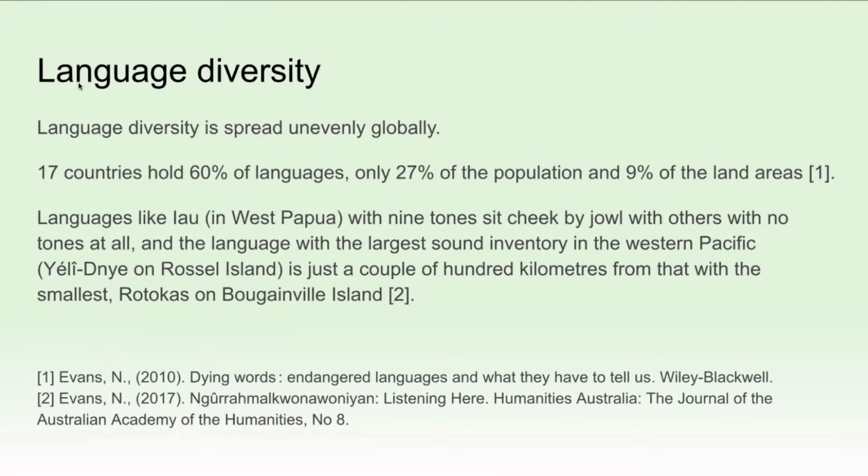The diversity of the languages is also not reflective of the similarities between neighbouring languages. So you might have a language with, say, a very simple phonetic inventory, or the sound systems in the language, might sit next to a language that has a very complex inventory.